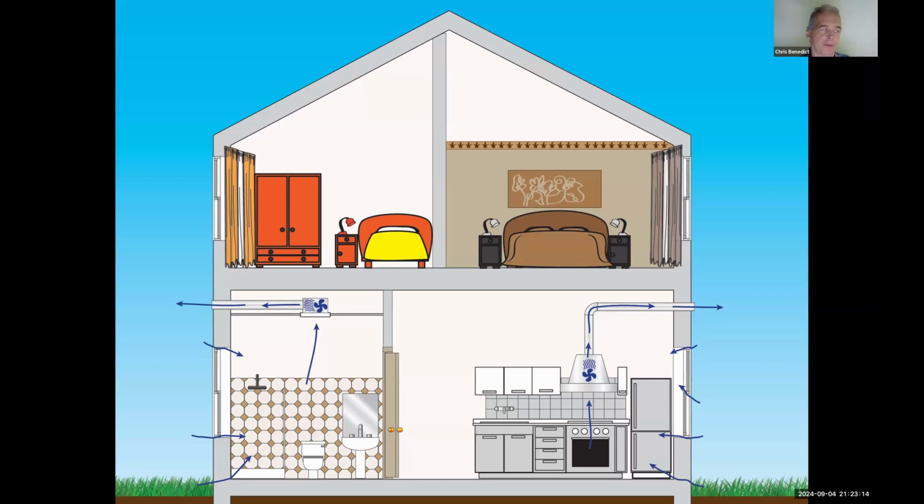The code might say a bathroom fan has to move 50 CFM intermittently or 20 continuously. I like continuously because it can be a smaller and quieter fan, a smaller duct, and you have it all the time.